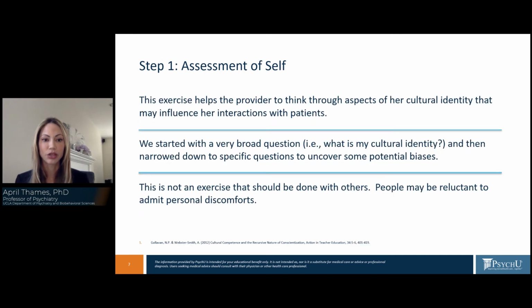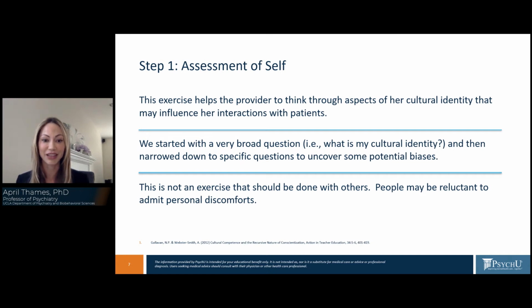So as we go through the assessment of self, it's an exercise to really help the provider think through aspects of his or her cultural identity that influence interactions with patients. We start with a really broad question: what is my cultural identity? And then we narrow it down to specific questions to uncover some personal biases.